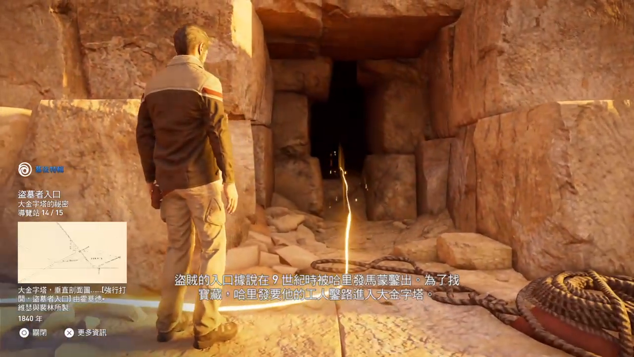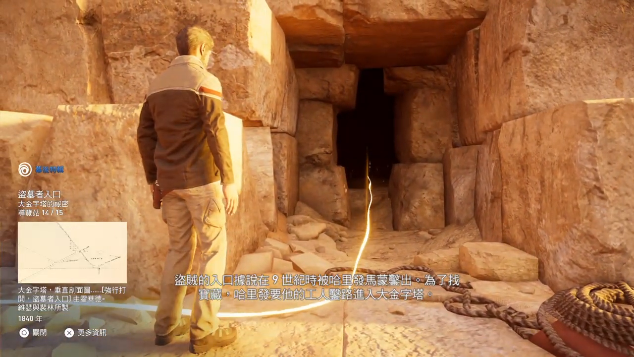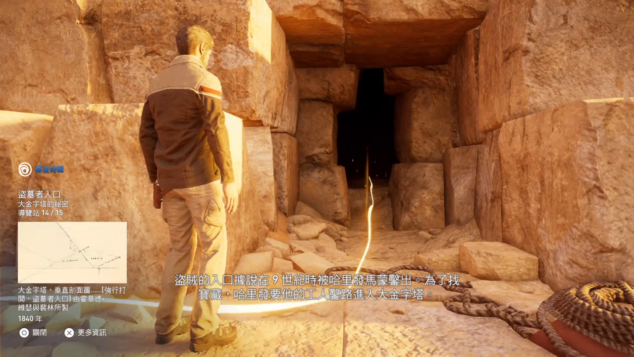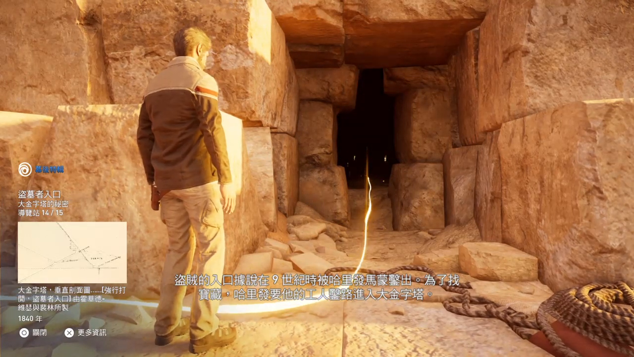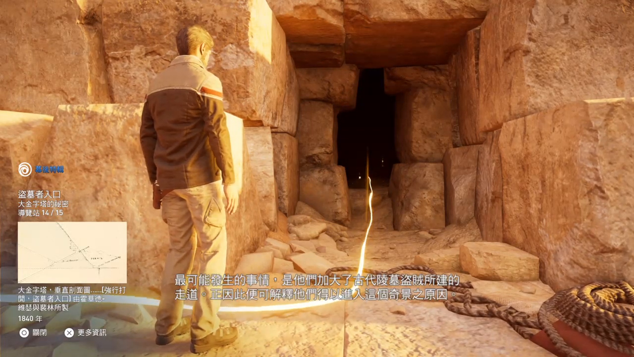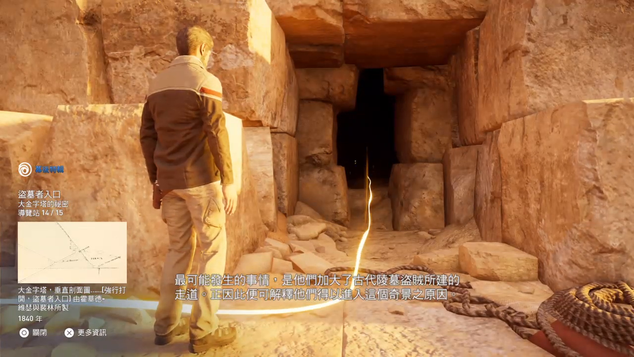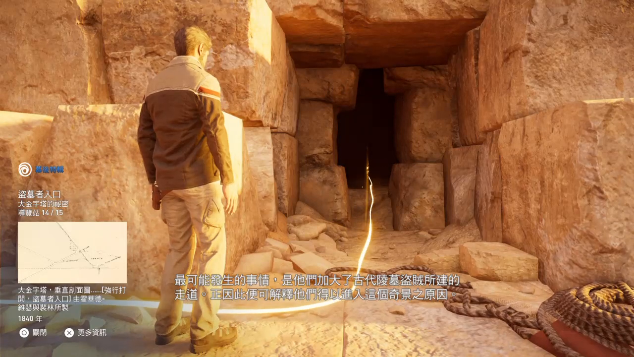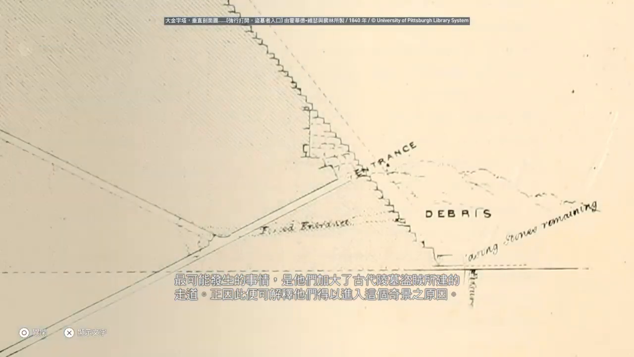The robber's entrance is reported to have been opened in the 9th century by Caliph al-Mamun. In search of treasure, the Caliph had his men dig their way inside the Great Pyramid. The most likely scenario is that they enlarged a corridor which had been created by tomb robbers during antiquity. As such, this is how the team can justify access to this wonder.